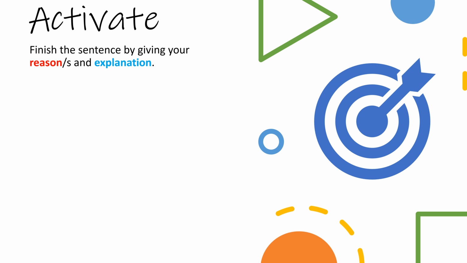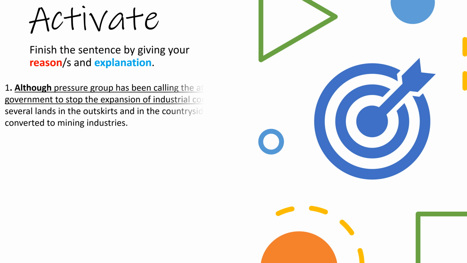In this exercise, let's finish the sentence by giving your reasons and explanation. For example, although pressure groups have been calling the attention of the government to stop the expansion of industrial companies, what's so surprising there? Several lands in the outskirts and in the countryside have been converted to mining industries. That statement is surprising because, despite the fact that pressure groups have been calling the attention of the government to stop the expansion of industrial companies, still several lands in the outskirts or even in the countryside have been converted to mining industries.